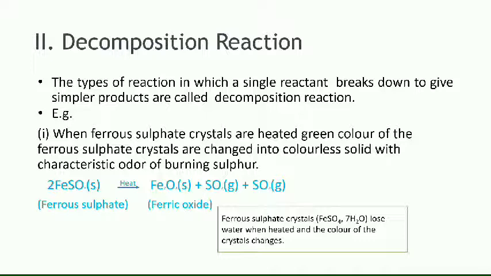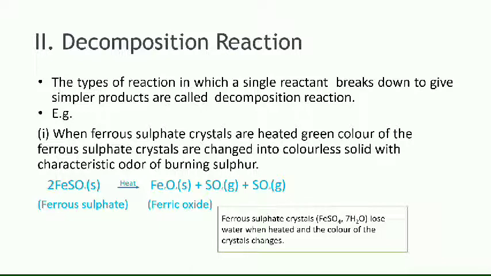Next type of reaction is decomposition reaction. These are reactions in which a single reactant breaks down to give simpler products. In case of a combination reaction, two or more reactants combine to form a single product. But in case of a decomposition reaction, a single reactant breaks down into simpler products. We will talk about an example, then you can easily understand this type of reaction.